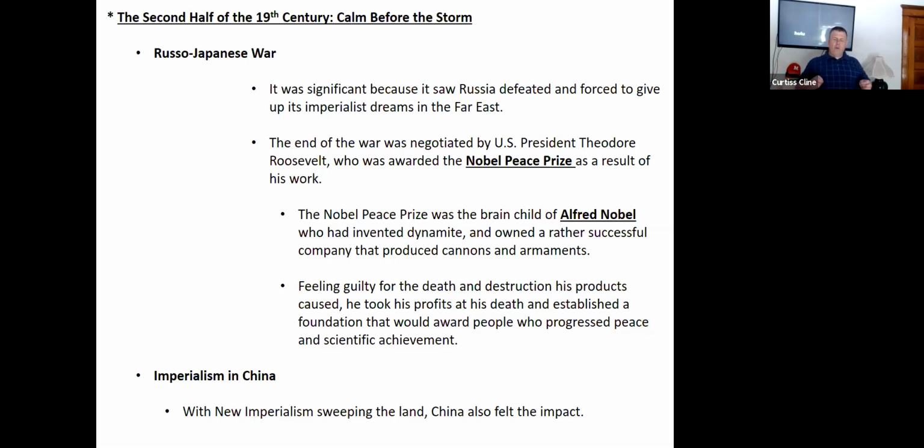So with the new imperialism sweeping the land and Japan proving itself, kind of filling its oats there, it decided to get in the imperialist game as well. And it started focusing on the Far East and China. But the problem was the West was already doing this as well, and China was feeling the impact.